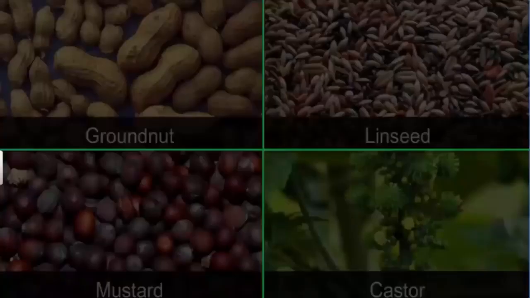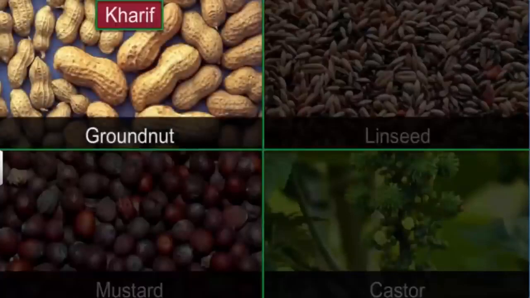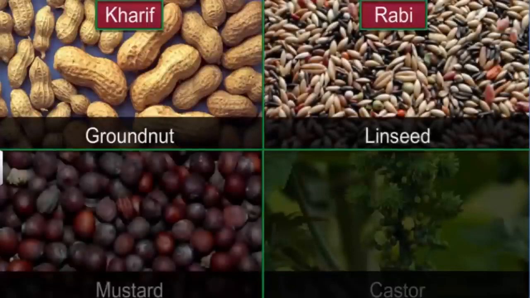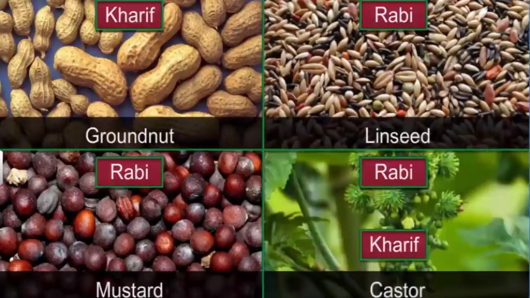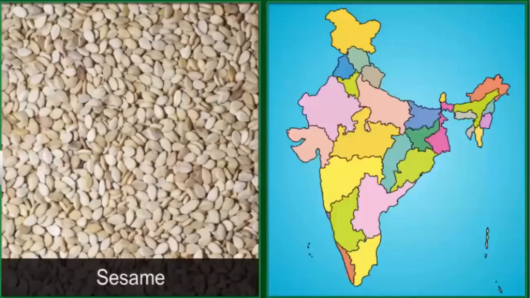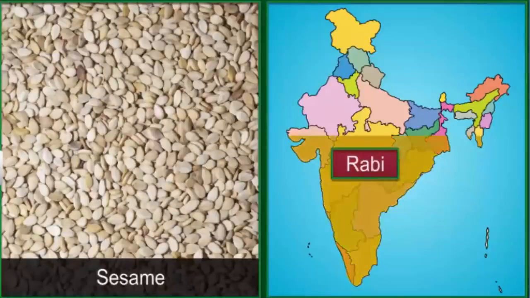Oilseeds are grown in both the Rabi and Kharif seasons. Groundnut is a Kharif crop, while linseed and mustard are Rabi crops. Castor seeds are grown in both the Rabi and Kharif seasons. Sesame is a Rabi crop in southern India and a Kharif crop in northern India.